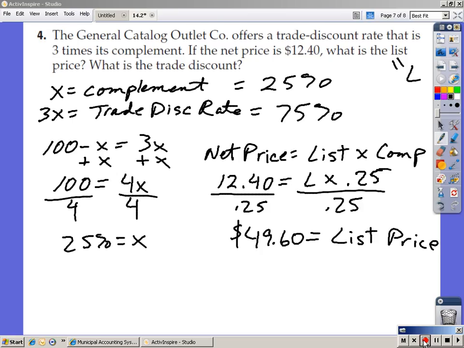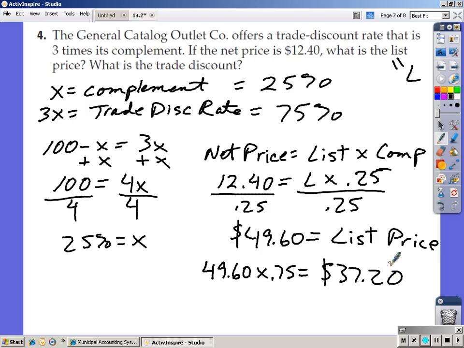Okay, now we've got everything that we know. Now the last question is find the trade discount. So we're going to take my list price, $49.60, times my trade discount rate, which is 75%. Okay, and my trade discount is $37.20. That's how much I save. Okay, this is not that tough. The thing is, you've got to keep up with your formulas and identify your variables. If you do that and plug in, it's super simple.